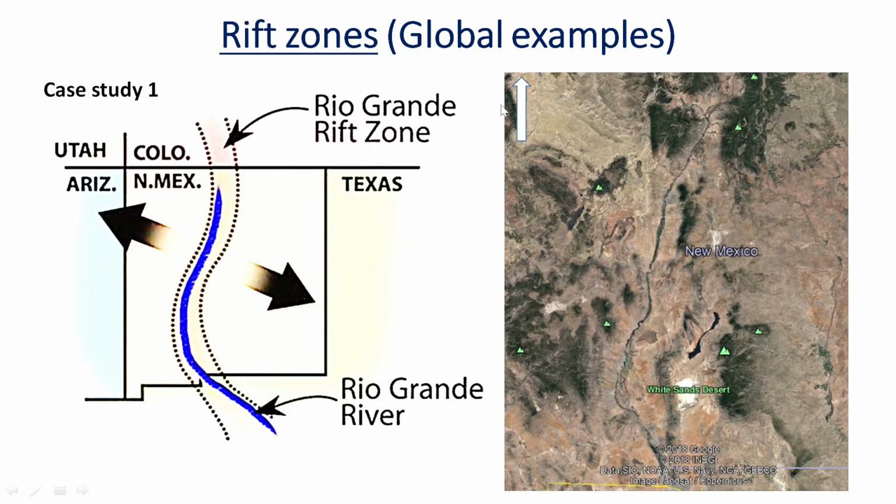For example, if I look at the first case study, the Rio Grande rift zone, it is situated in the North American plate. You can see that the North American plate is mostly dominated by continental lithosphere, though some parts of it are obviously oceanic lithosphere. You have a rift system, or a rift zone, sitting at the center of the continental lithosphere within the North American plate. Again, the North American continental lithosphere is a large component within the North American plate.